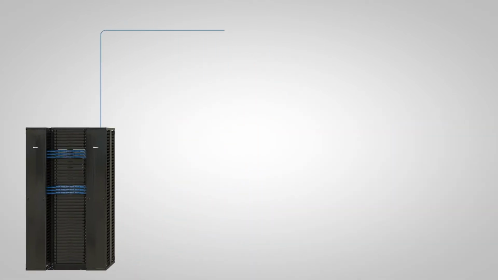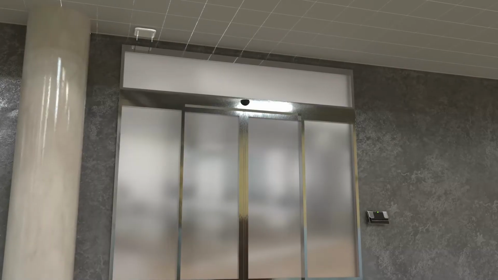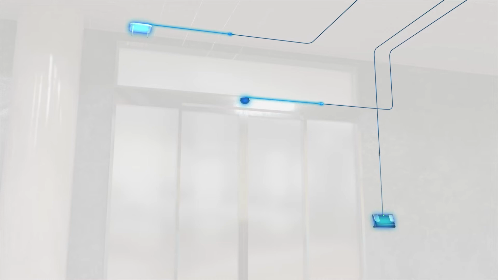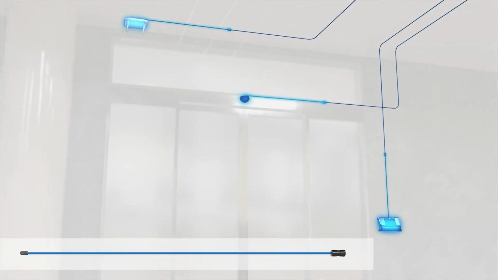The UTP field cord connectors provide a direct connection to plug-attached network devices within the UTP cabling system. They are ideal for devices such as network cameras, wireless access points, access control modules, or others that may have ports too small to fit other plug solutions.